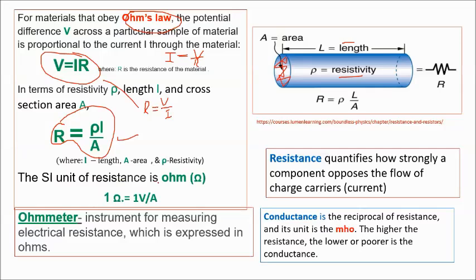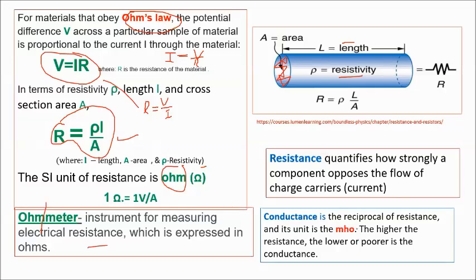So the SI unit of resistance is ohm, OHM, again omega, Greek letter omega. 1 ohm is 1 volt per ampere. An ohmmeter is an instrument used to measure electrical resistance, ohm meter. And a resistance quantifies how strongly a component opposes the flow of charge carriers, the current.